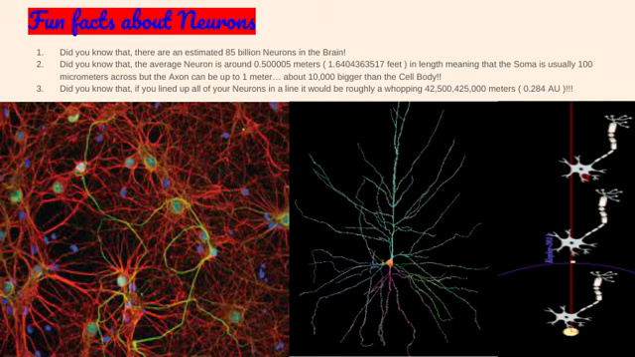And then, fact number 2. Did you know that the average neuron is around 0.50005 meters, or 1.6404363517 feet, in length? Dang, that's a big decimal. Meaning that the soma is usually 100 micrometers across, but the axon can be up to 1 meter, about 10,000 times bigger than the cell body.